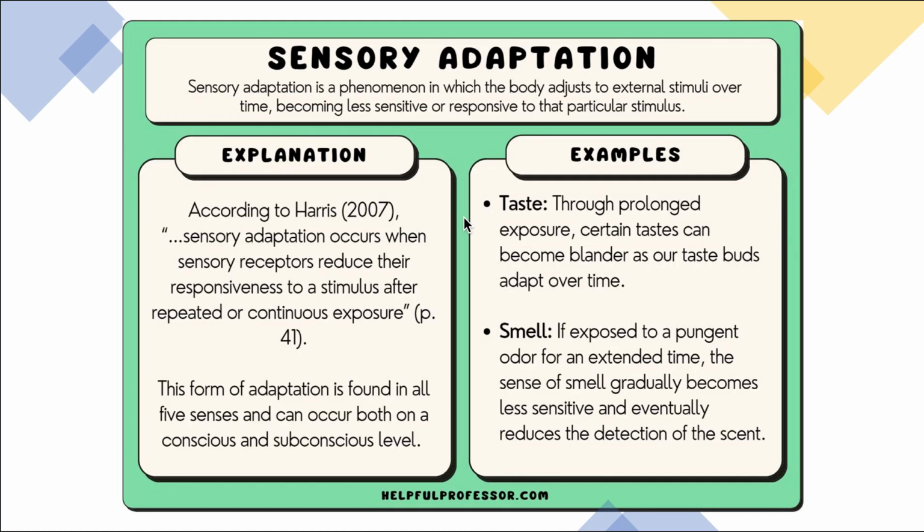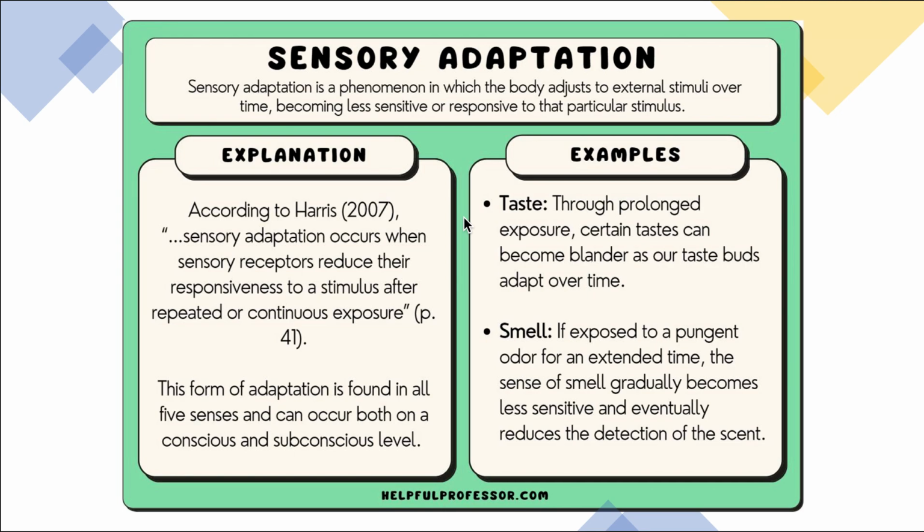The third one we can talk about is sensory adaptation. This is a phenomenon in which the body adjusts to external stimuli over time. In other words, if you enter a room and there is the ticking of a clock, your body has the ability over time to filter out that repetitive information. According to Harris, sensory adaptation occurs when receptors reduce their responsiveness to a stimulus after repeated or continuous exposure. In other words, when you've been exposed to something for a very long time, your body eventually learns how to filter that information out. This form of adaptation is found in all the five senses.